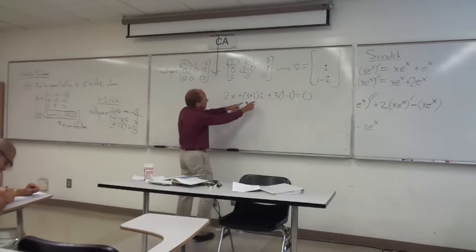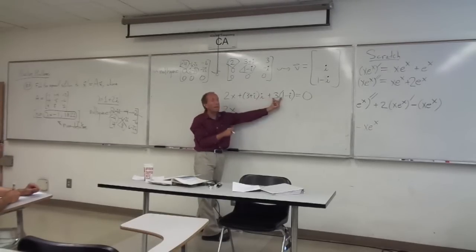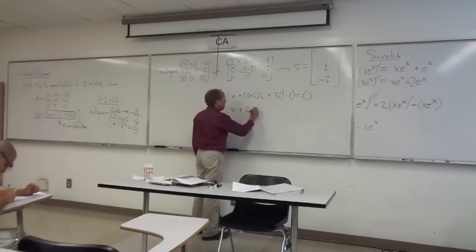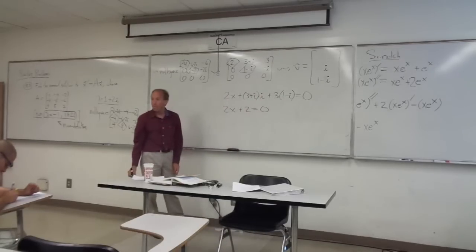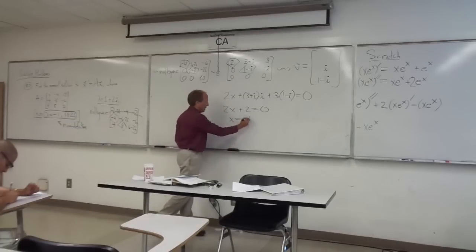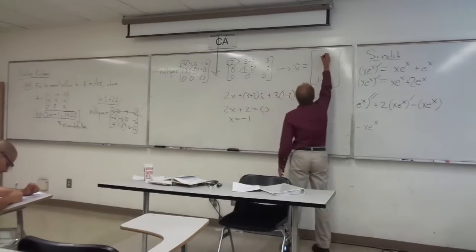Right? So what else do I have? I squared. What's i squared? Negative 1, right? i squared is negative 1, and I'm adding 3 to that. So negative 1, I add 3 to that, I get plus 2 equals 0. So what's x? Negative 1. x is negative 1. Very good. So I have negative 1 right here.